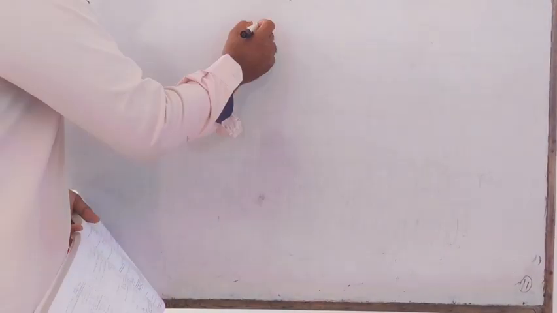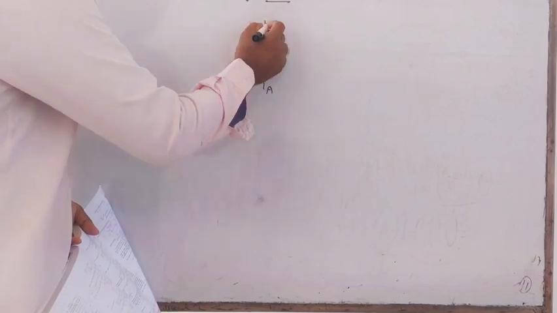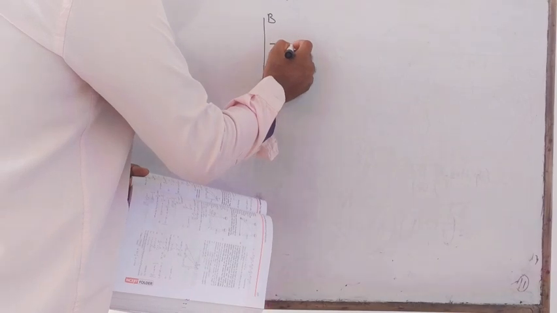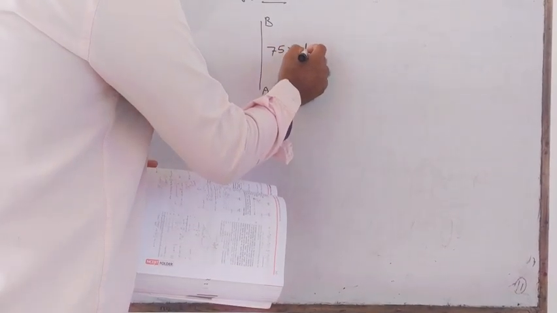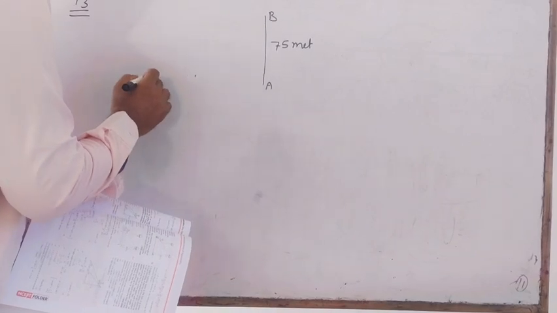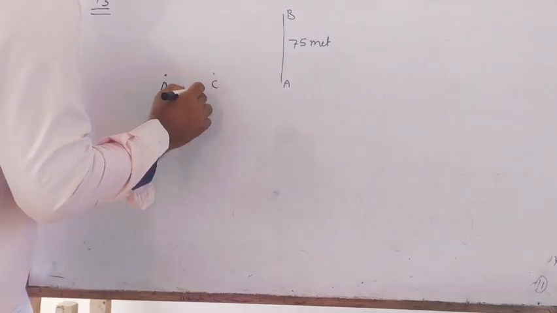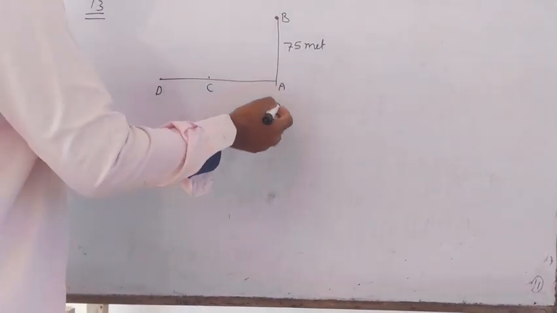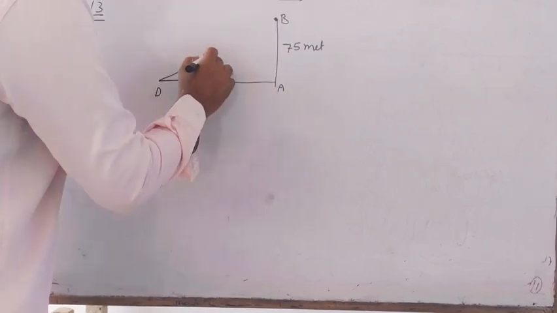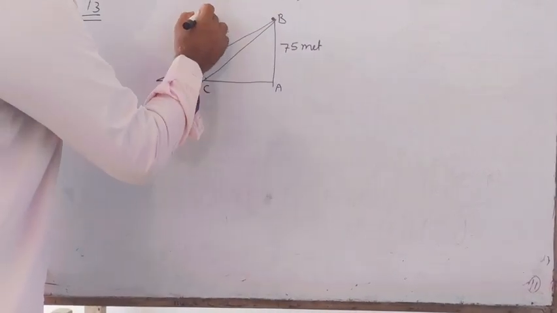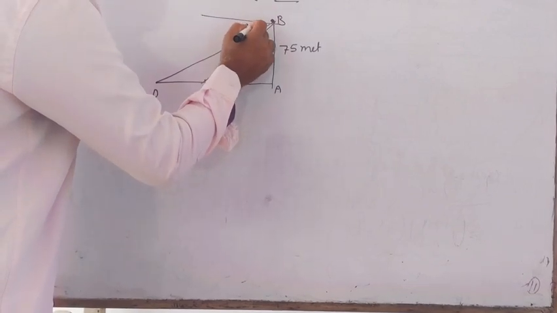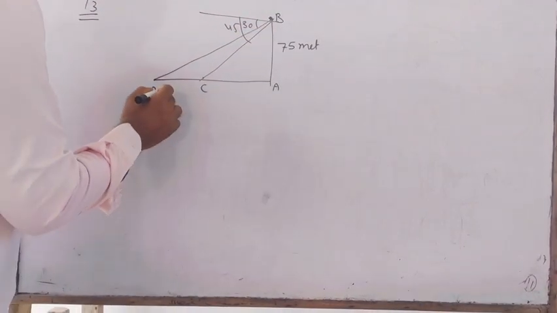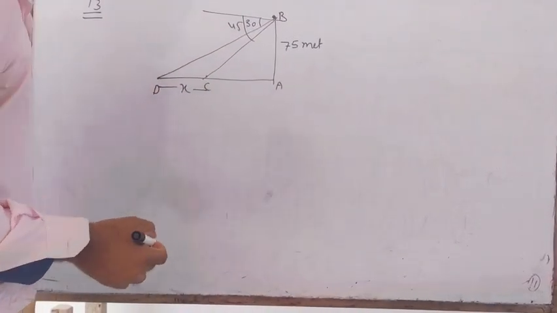So in this question, there is a lighthouse. Suppose that AB is a lighthouse, whose height is 75 meter, and there are two ships. Suppose that this is C and this is D, one behind the other. From the top of the lighthouse, point P, the angle of depression of the two ships, one is 30 degrees, second is 45 degrees. Then we need to find the distance between the two ships.